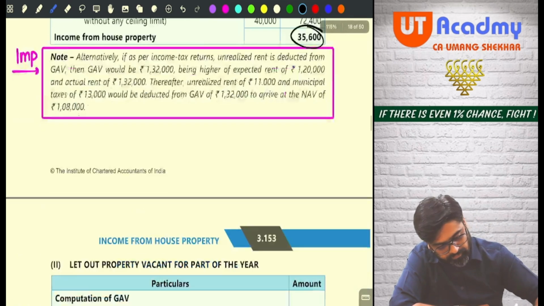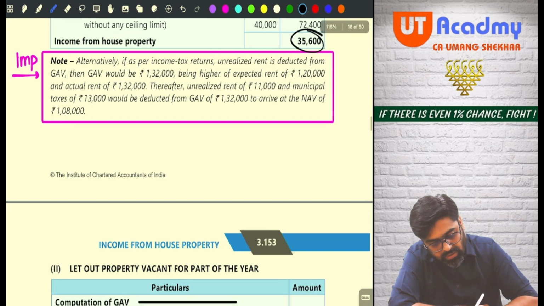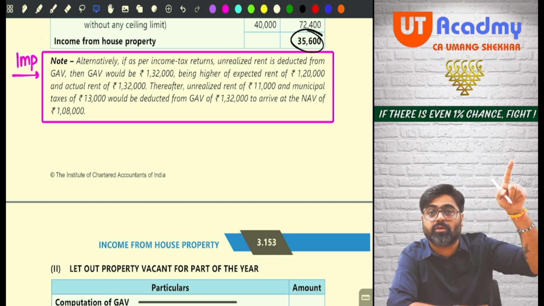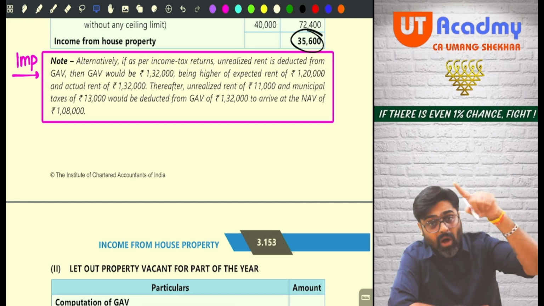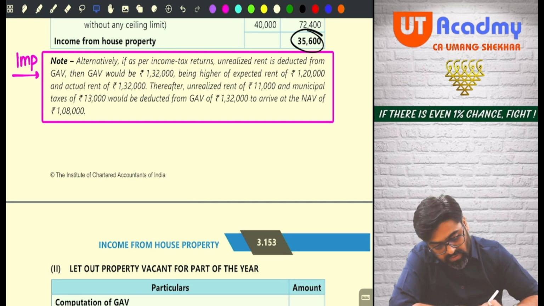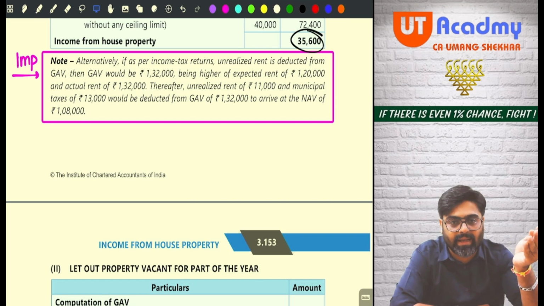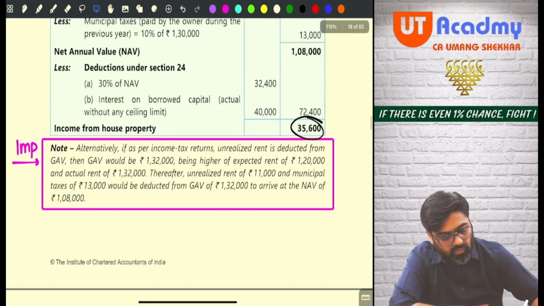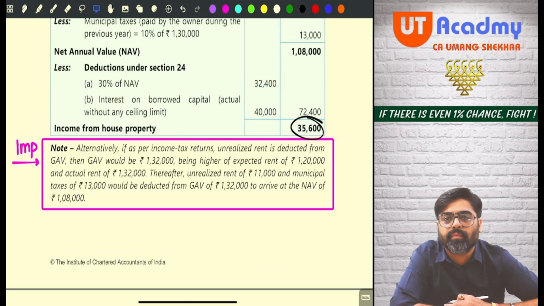Why? Because see, they have written alternatively, if as per the income tax returns, unrealized rent is deducted from GAV, then GAV would be 1,32,000, which came in our case also. GAV was 1,32,000. Out of that, 11,000 is reduced. Then thereafter, unrealized rent and municipal tax 13,000 would be deducted to arrive at the NAV of 1,08,000. Then from that NAV of 1,08,000, we are taking two deductions, and our final answer, we are also getting 35,600.